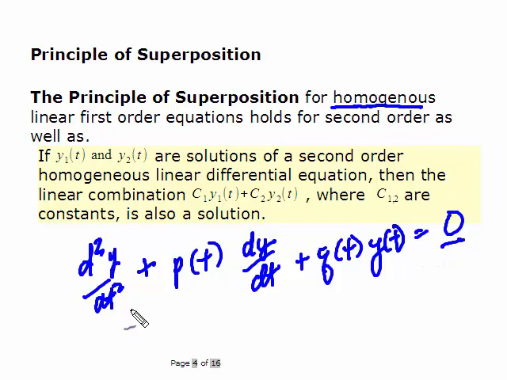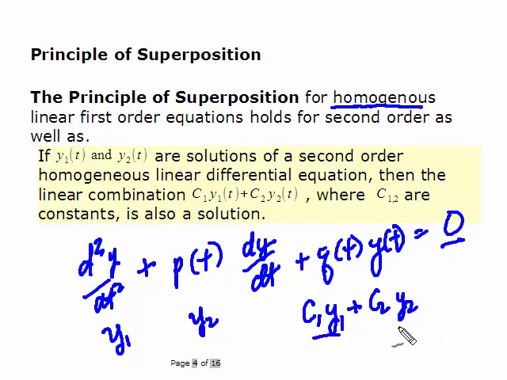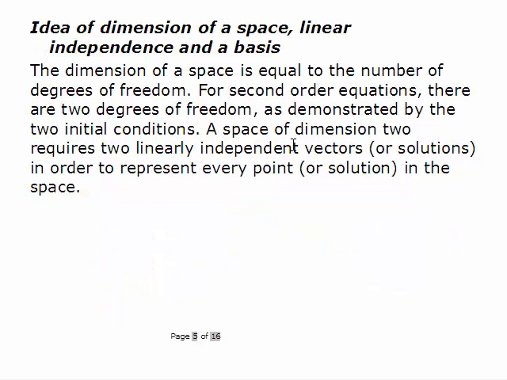Now if you can find two solutions, y1 and y2, both of them satisfying this differential equation, then the linear combination of them is also a solution. That's just basically that principle of superposition. Remember, it holds only for the homogeneous case. And now we're going to introduce a new idea, and that is a basis for a space, and linear independence.